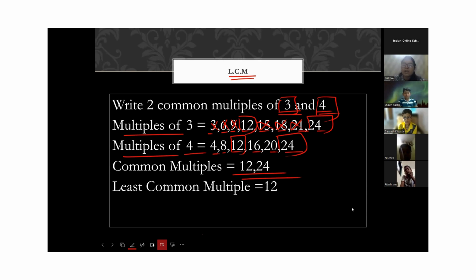No, Nishchit. We'll pick up the smaller one. The smaller one is 12. Which is the smaller number among 12 and 24, Nishchit? 12, ma'am. Okay, 12. So we pick up the smaller one. So LCM is 12.